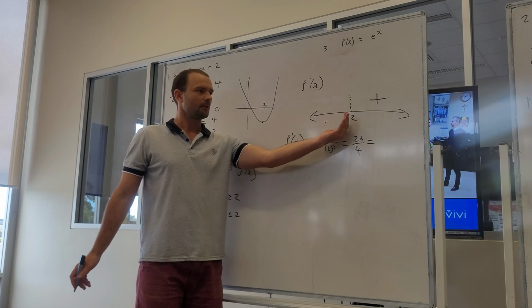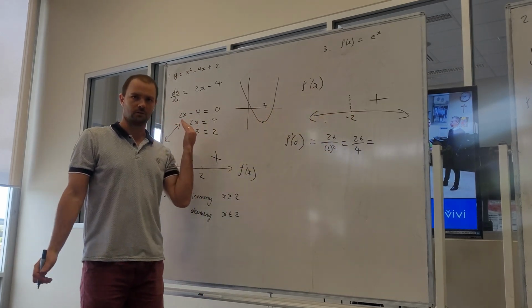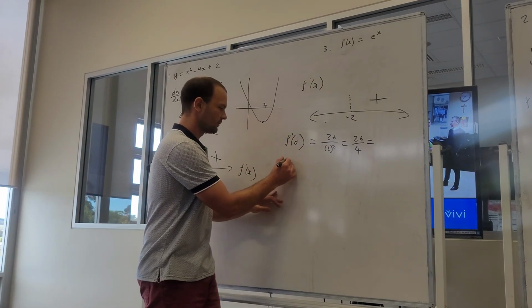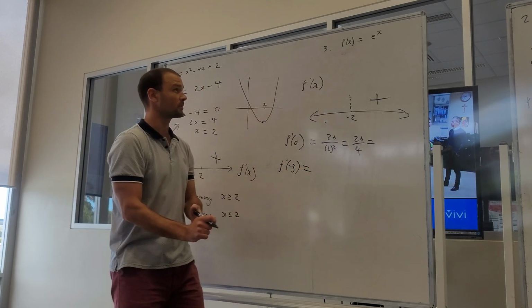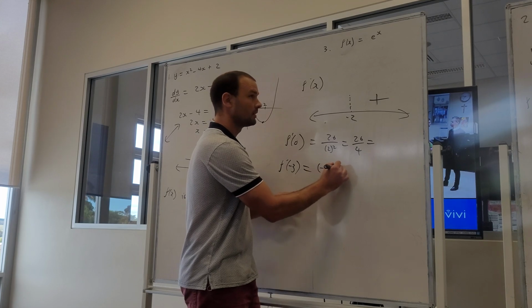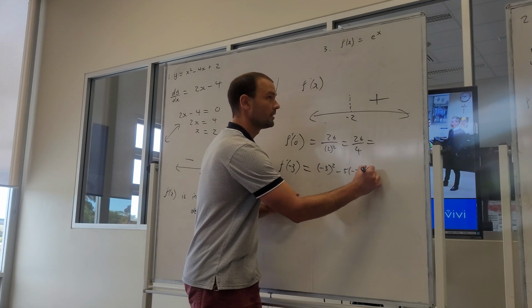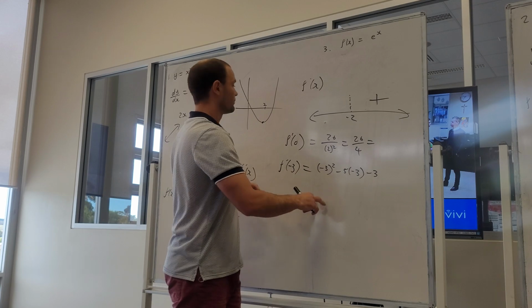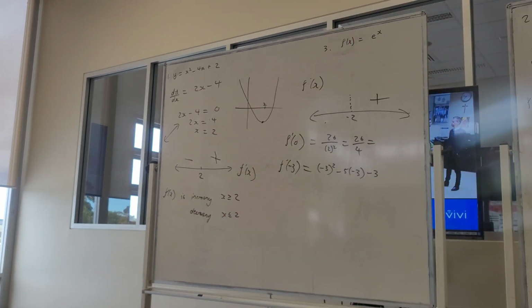We'll do the same for a number to the left of minus 2, all right? So minus 3, what's f dash of minus 3? This one will require a little bit more processing. We're going to have minus 3 squared. Take 5 times minus 3. Sorry, that's the original function. We'll put it in the derivative function. All right, so don't make that mistake.